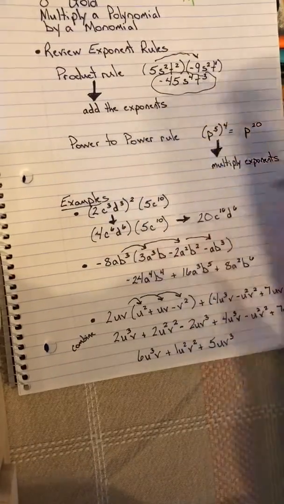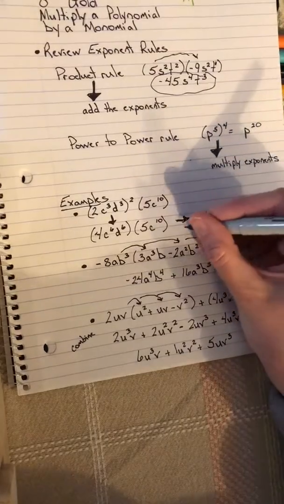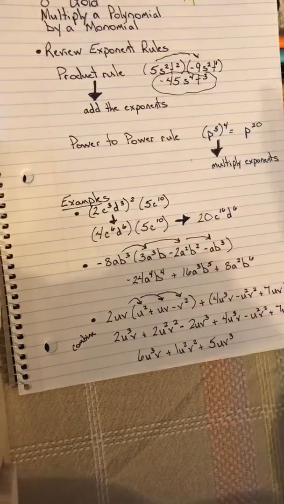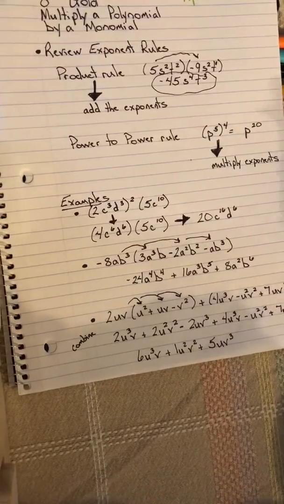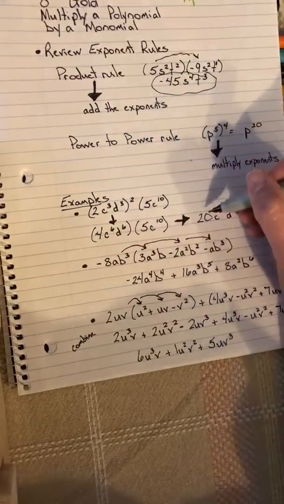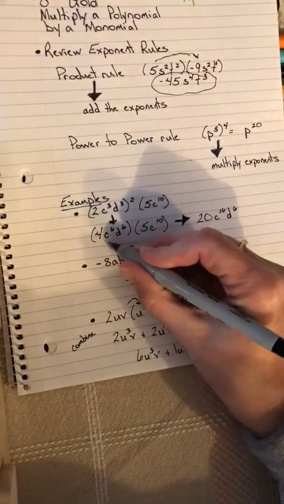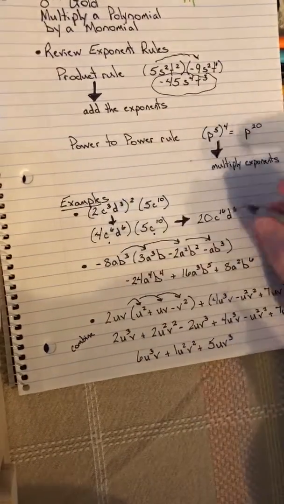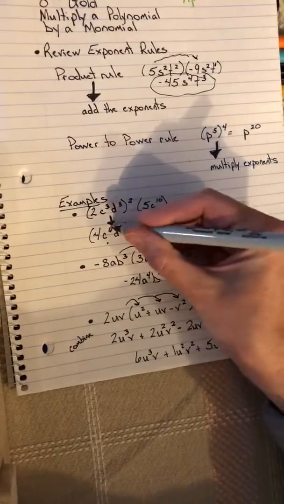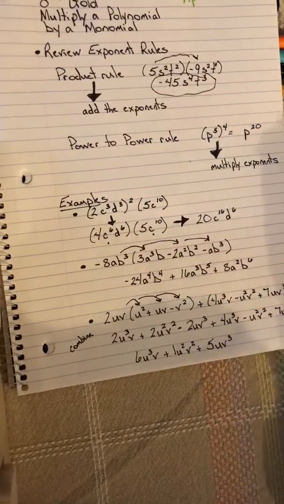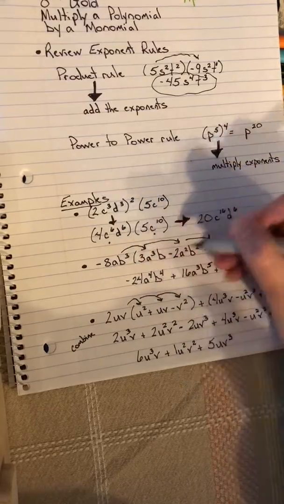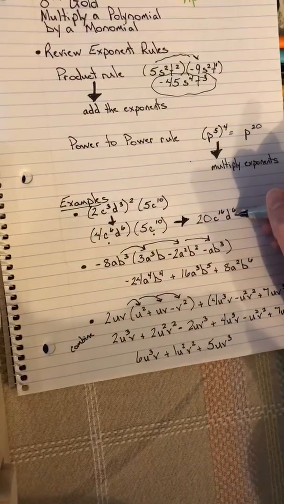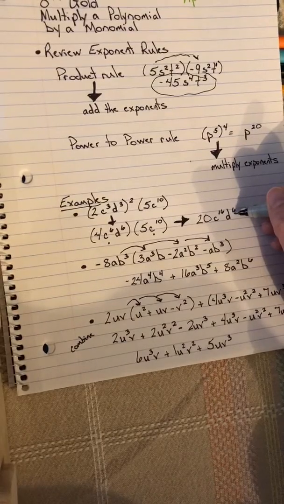Now I multiply those two together, which is the product rule, which means that I will be adding the exponents. So I did 4 times 5 is 20, c to the 6 and c to the 10th is c to the 16th. I added 6 and 10 to get 16. And then d to the 6, there's no d in the other term, so I just bring it over and add it to my answer.